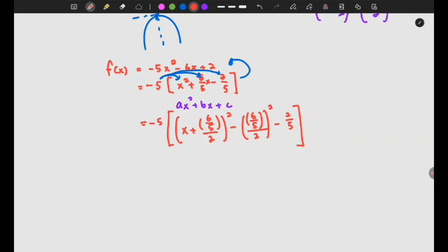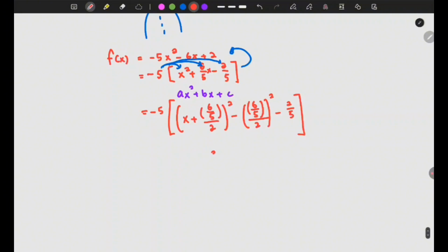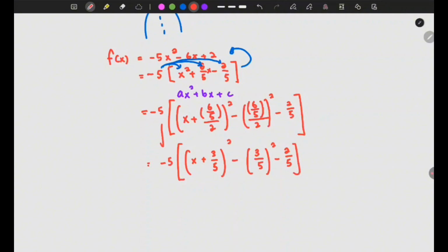And you have to maintain, bring the negative 5, don't do anything for the negative 5. And this thing, press your calculator. So 3 over 5 squared is 9 over 25. So negative 9 over 25 minus 2 over 5, you should get negative 19 over 25. So this entire thing, if you solve, you should get negative 19 over 25. You just need to press your calculator.